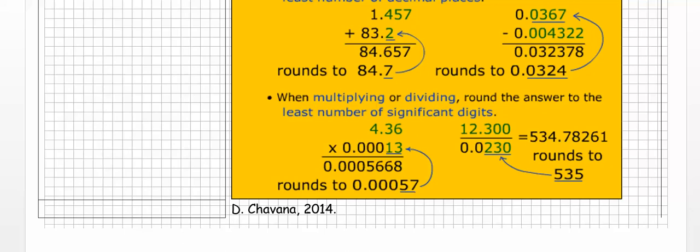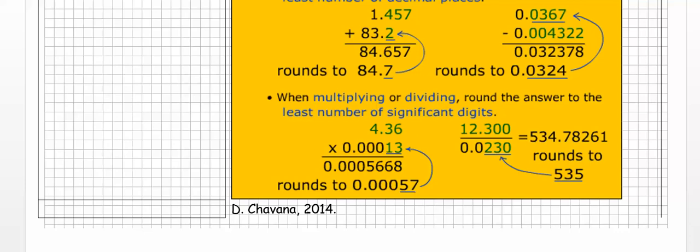So let's take a look at it again. I can only have 2 significant digits total in my answer. Now my calculator gave me 0.0005668. However, I must round to only 2 significant digits, because of the 2 significant digits in this product right here. So how do I do that rounding? Well, I have a 5 and I have a 6. Those are the two digits that I'm interested in. Remember, the leading zeros are not significant. The question now becomes, do I push this 6 up or not?